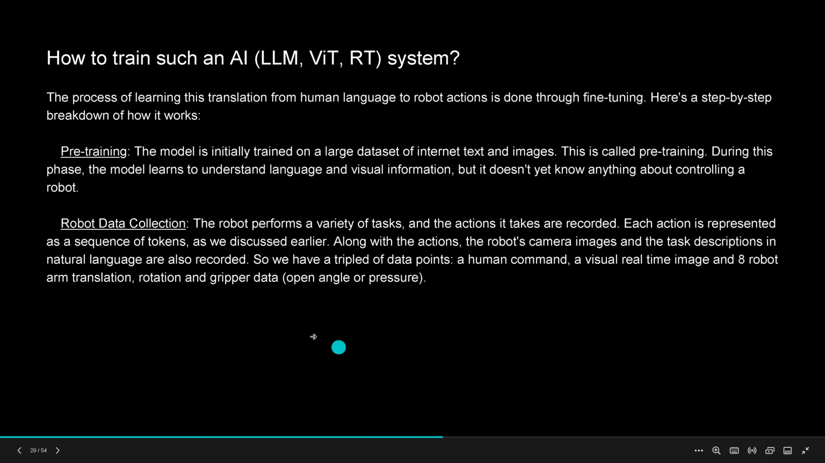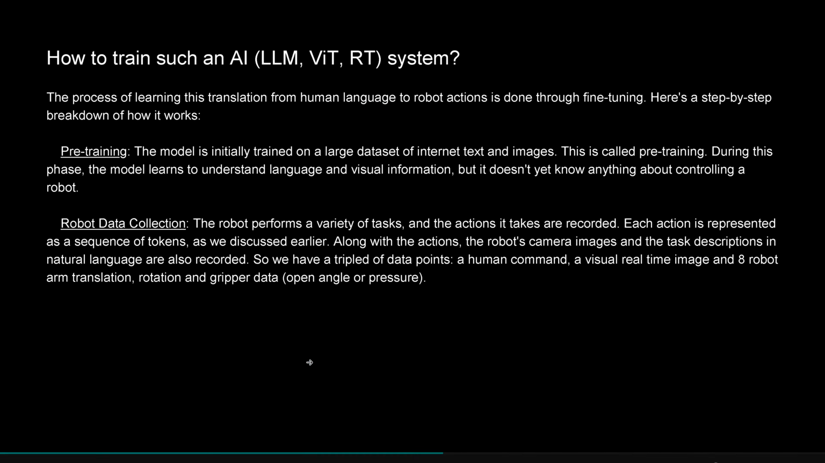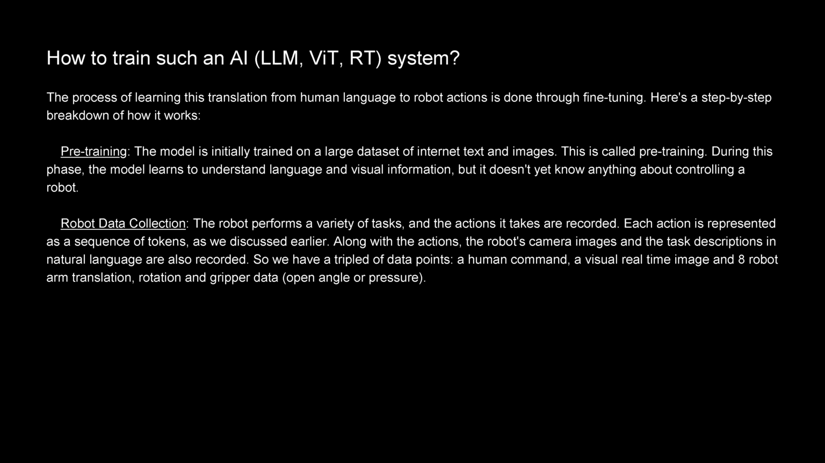This is here that I do not show you right now. But before we fine-tune, we have to pre-train the model. The first pre-training step is, of course, as I showed you, the large dataset of internet text and images. This is our pre-training. So the model understands language and vision, but it does not know anything about controlling a robot at this time.